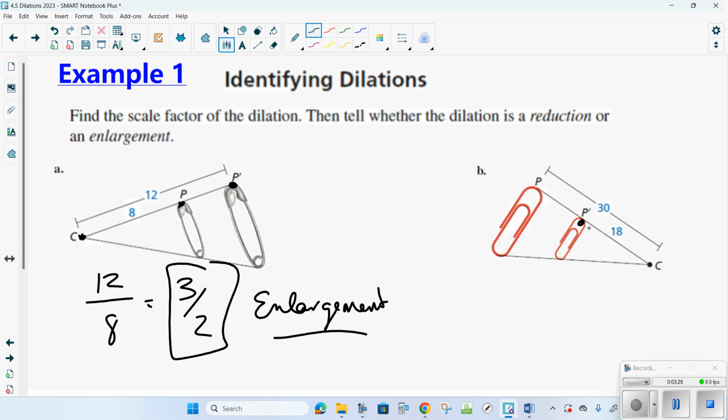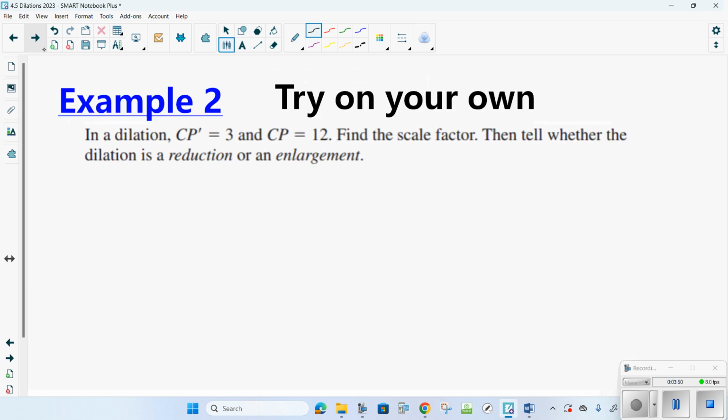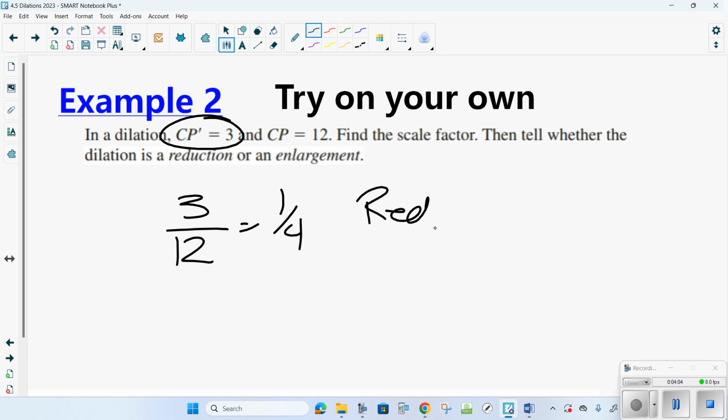The next one, the new length is 18. The original is 30. Reducing that fraction, both divisible by 6, I would get 3/5, which makes it, because it's smaller than 1, a reduction. In a dilation, C to P prime equals 3, and CP equals 12. The prime means that's the new one. The C to P is the original. That makes this a reduction. Next.